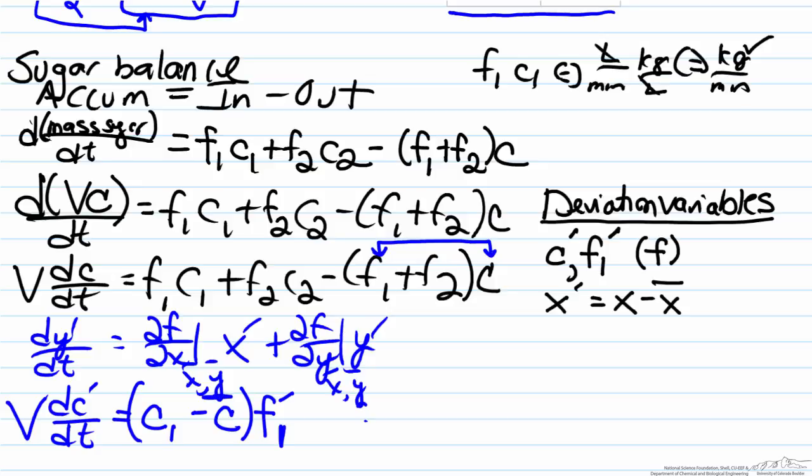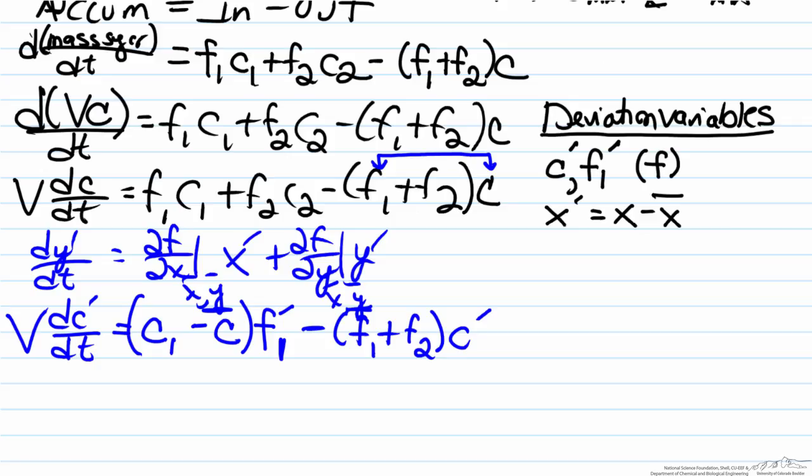For the C term, we only have to look at the third term on the right-hand side. The derivative of that will be F1 plus F2 multiplied by C prime. Once again, we evaluate at the steady states for C and F1. So we have to add a bar to F1. F2 is a constant, so we don't have to concern ourselves with it.